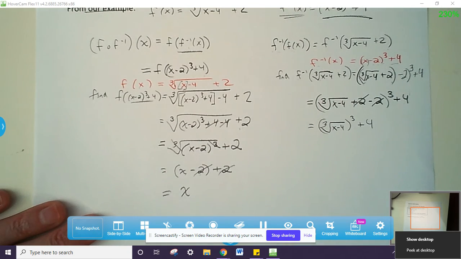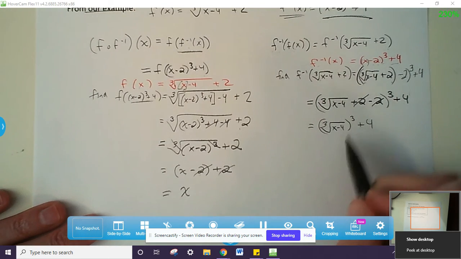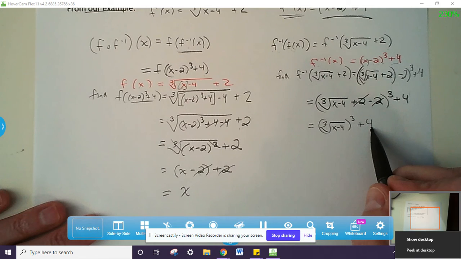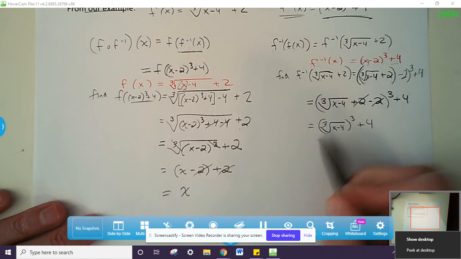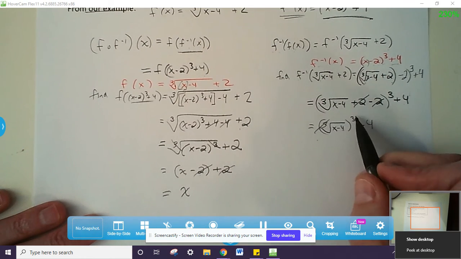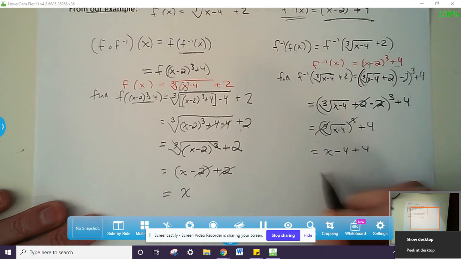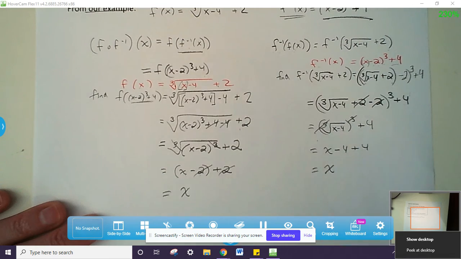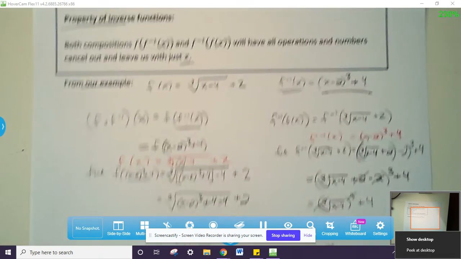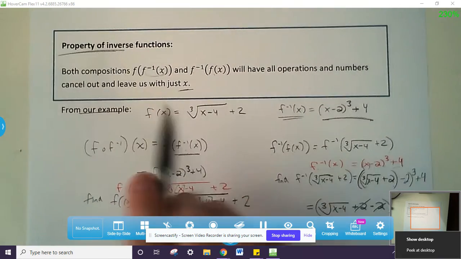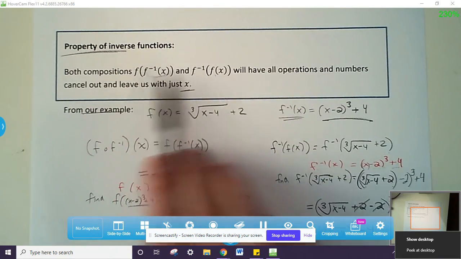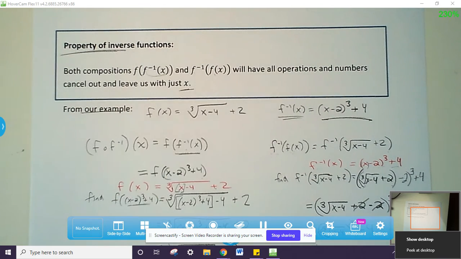Next, we can cancel cube and cube root. We cannot cancel -4 and +4 right now because that -4 is trapped inside all this other stuff. But cube and cube root, we can cancel those out. And then finally, if we cancel the 4s, we end up with X as our final result. So as promised, as predicted, when you have inverse functions, if you do the compositions, everything's going to cancel out. You're just going to be left with X.